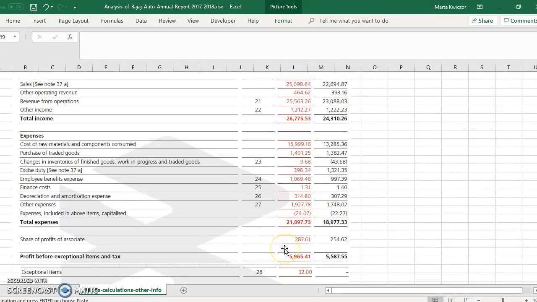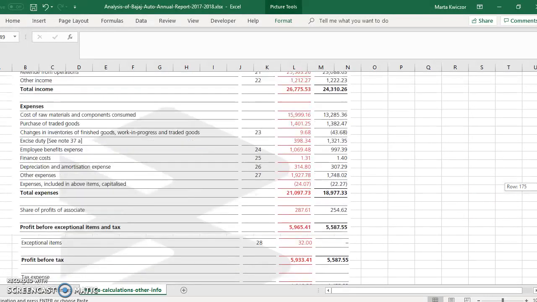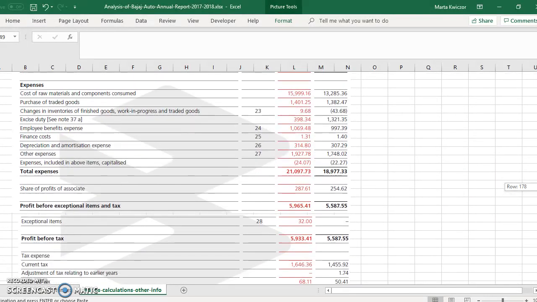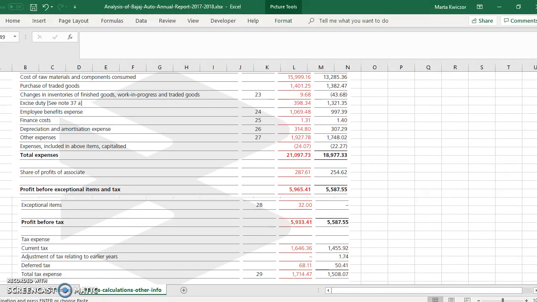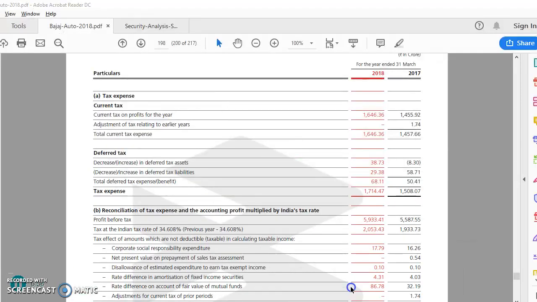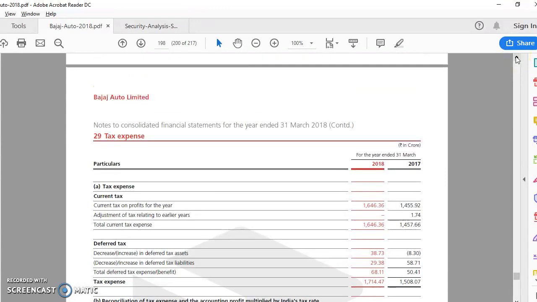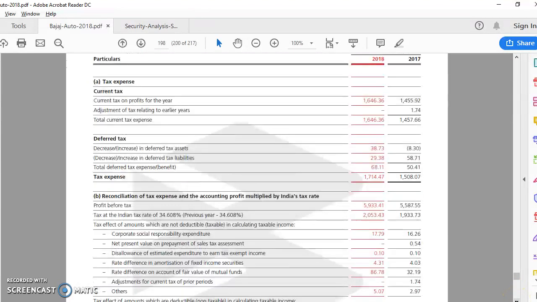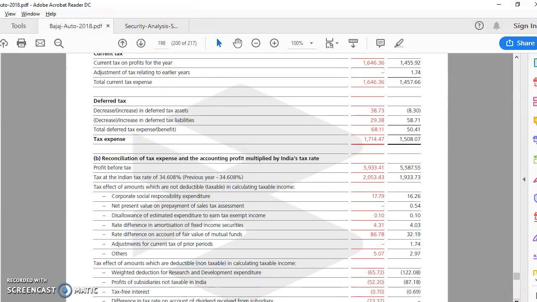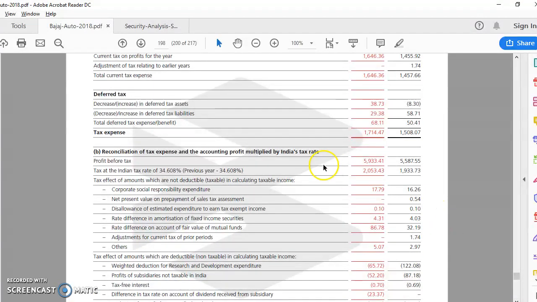Now another very big thing is the taxes, right? Every company has to pay income tax to the government. So let's see how it is for Bajaj Auto. Over here, in this footnote, they have given how they figured out their tax responsibilities. So what I usually do is go and look at this part.